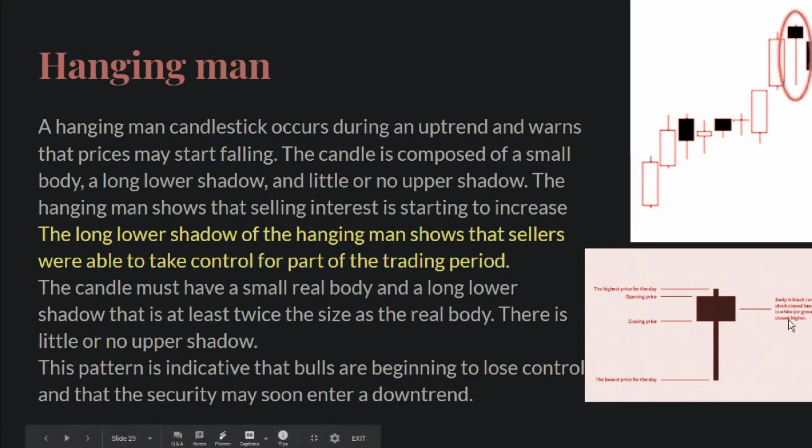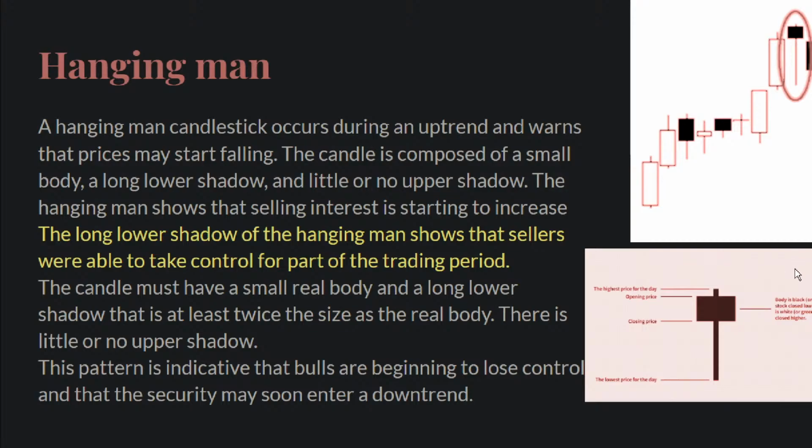So we can see we have a hanging man candlestick here. Now this isn't to be confused with a hammer, and some people will have heard of that one already because it's a very common one. But I want to start with this one. A hanging man candlestick occurs during an uptrend and warns that prices may start falling. The candle is composed of a small body, a long lower shadow, and little to no upper shadow. So the hanging man shows that selling interest is starting to increase.